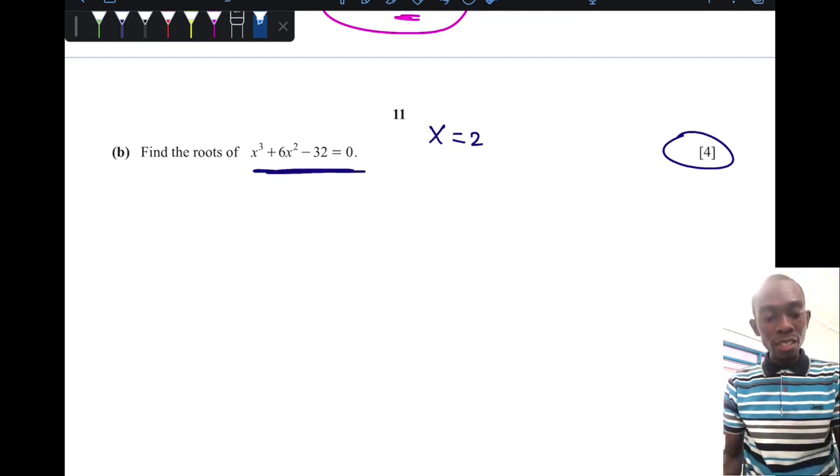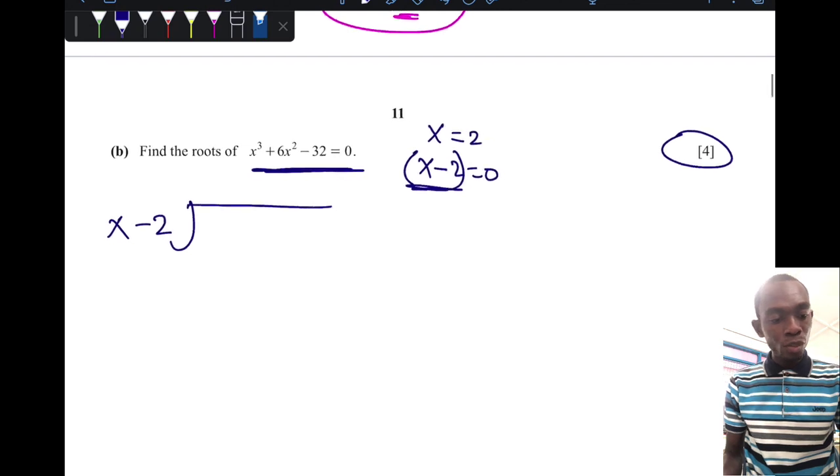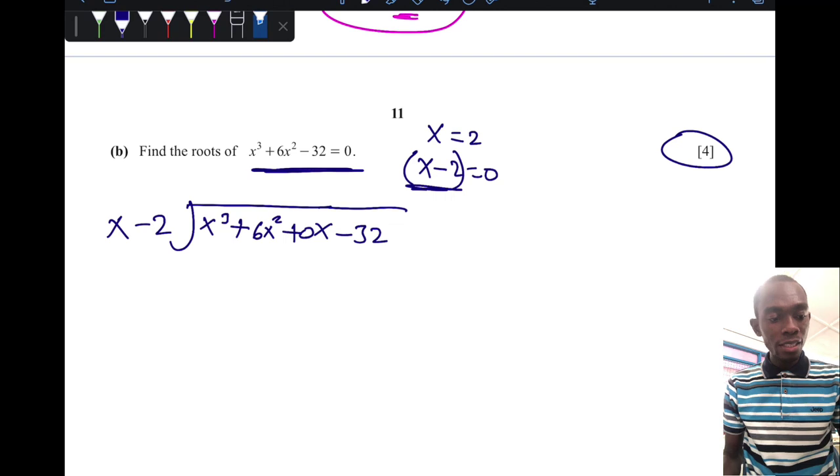So the next thing I want to do is to move this 2 to the other side. So I'm going to have x minus 2 is equal to 0. So I'm going to use this factor in my calculation. Remember the long division? Yeah, I have a video on that. You can also check it on this channel. So you have x cubed plus 6x squared. You know there is no x term here, so make it 0x, then minus 32. All right, now let's start the division.